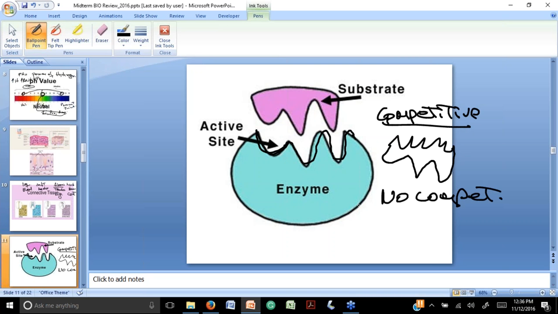Non-competitive is when they have another receptor here, some receptor here. And this has another receptor, and there is something that is matching here. When that matches, that is going to change the configuration of the active site. So the active site is going to have a different shape. So it's not competing at all with the other substrate, but what it's doing is blocking the option to activate the active site, because this active site is totally changed in shape.